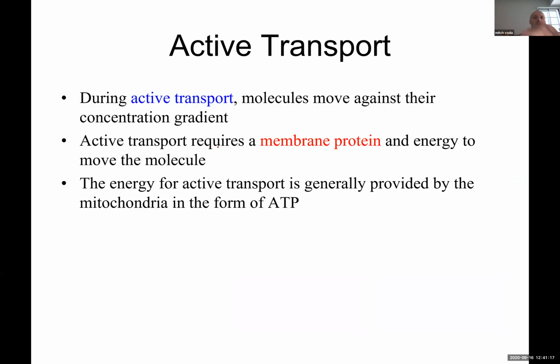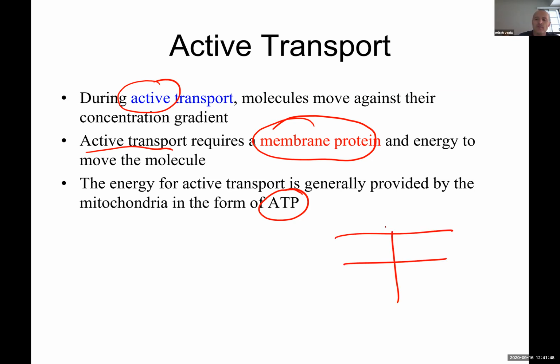Active transport is the last type of transport, and it requires energy. Now, what form of energy is there inside the cell? There is only one form, which is called ATP. So for active transport, the cells need ATP. Active transport also requires a membrane protein. Why? Because you need to pass the molecules through the membrane.